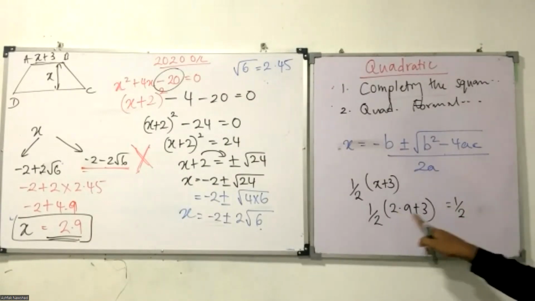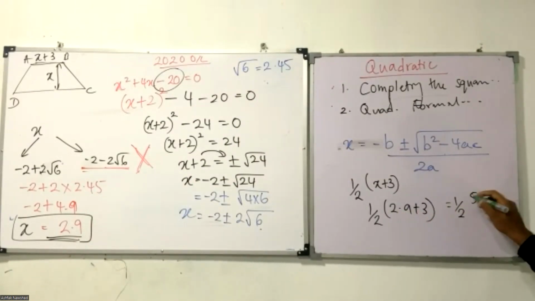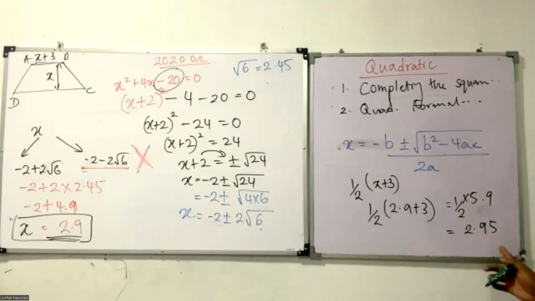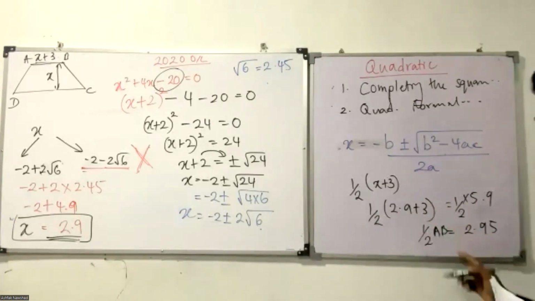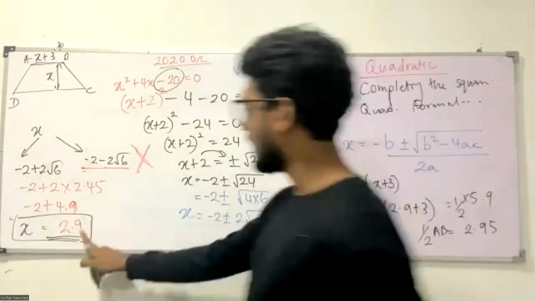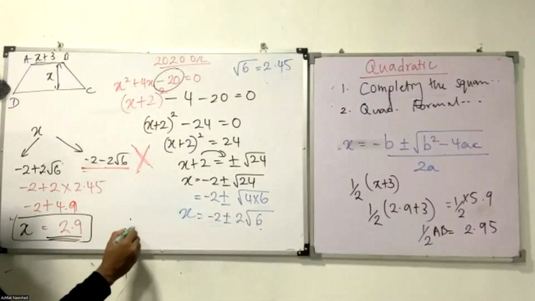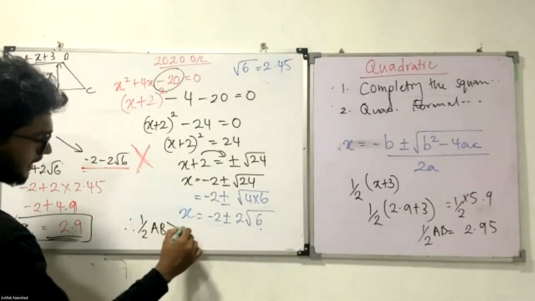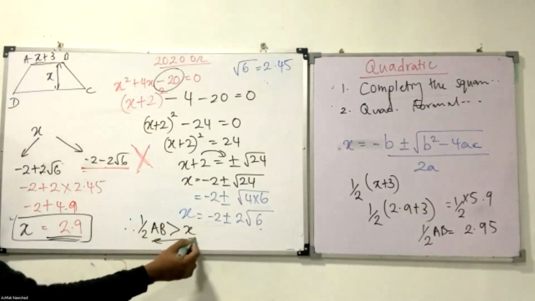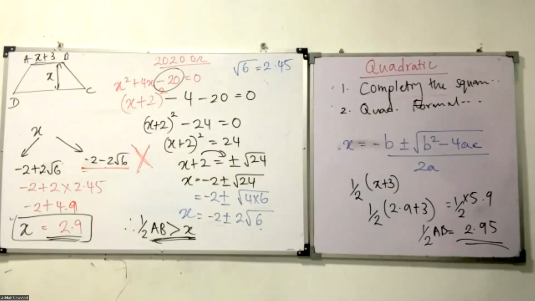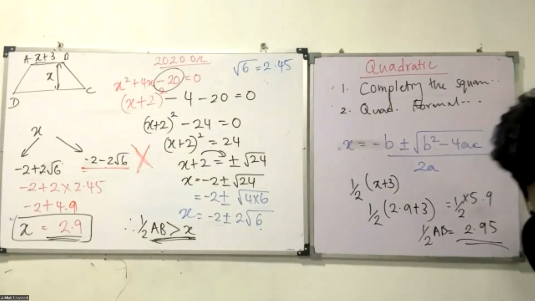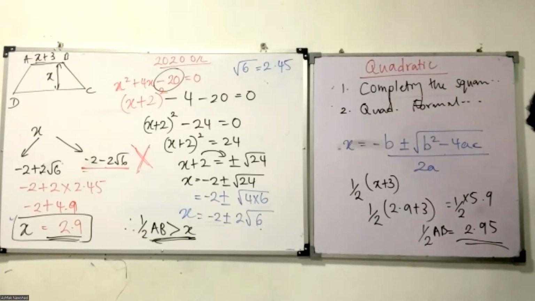Half of 2.9 plus 3 is 5.9. So 5.9 divided by 2 is 2.95. That's 2.95. So this is half of AB. See, 2.95 is greater than x. Therefore, half of AB is greater than x, or else x is less than half of AB. We have proved it. It's not 2.59, it's 2.95.